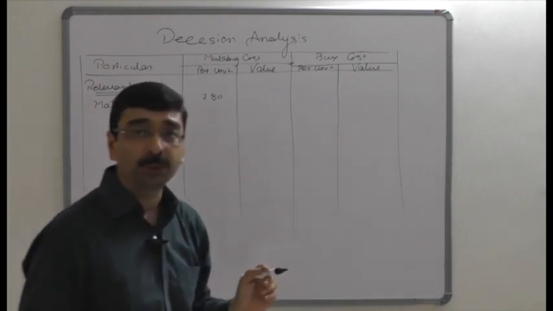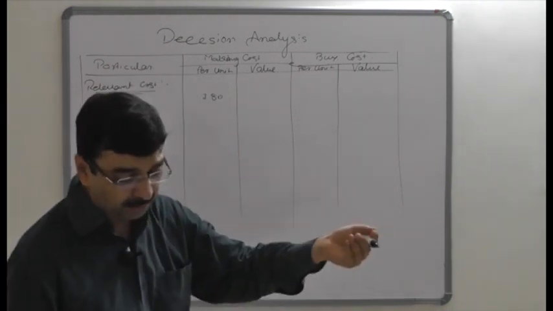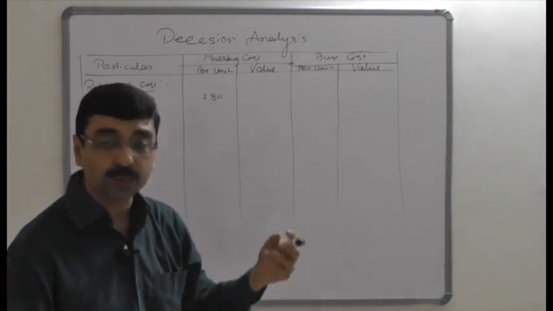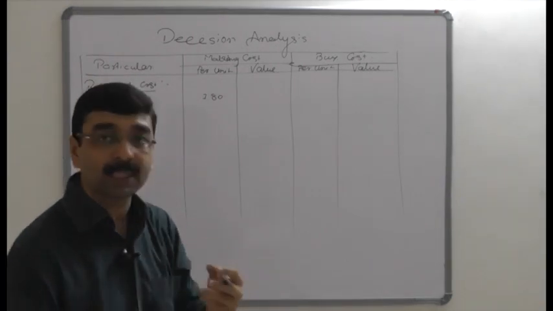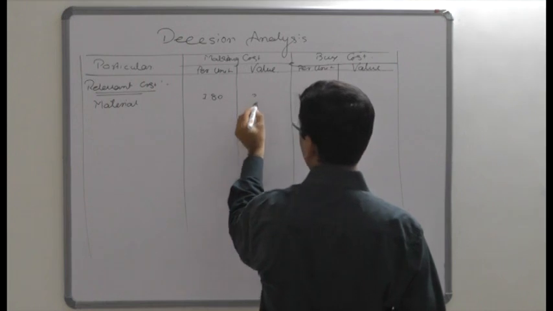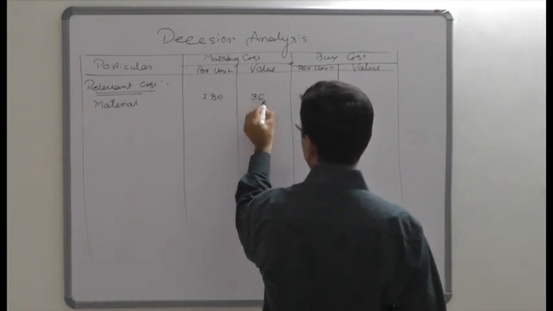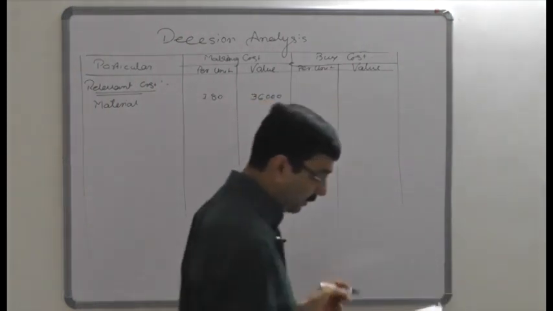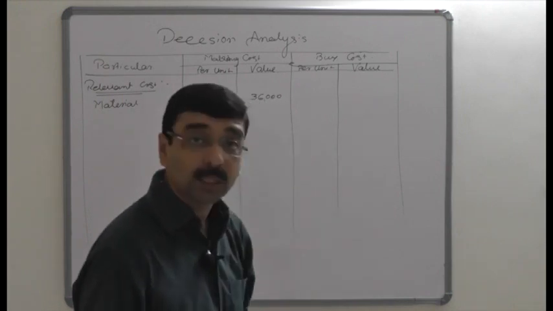1.80 rupees per unit, and it is mentioned in the previous line the average monthly usage production of this part is 20,000 units. So 20,000 into 1.80 comes to 36,000 rupees. The total value comes to 36,000 rupees.